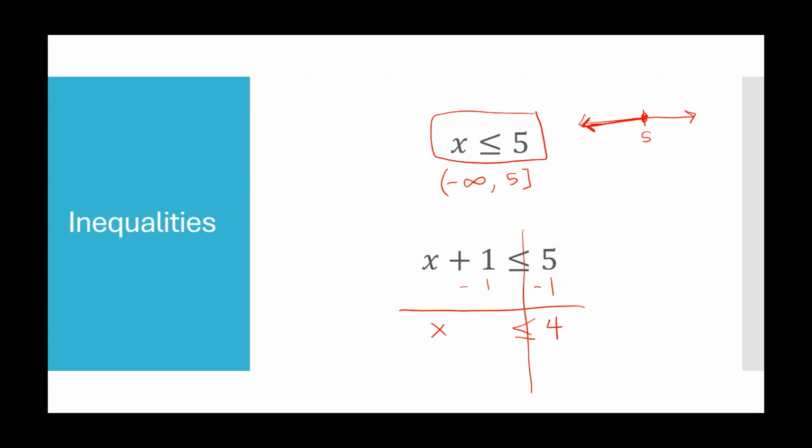And I'm done. It is true, right, that 4 plus 1 would be less than or equal to 5, and same with 3 and 2 and 1. So that's relatively simple here. We will see as we go on the one way in which solving inequalities is different from solving equations.